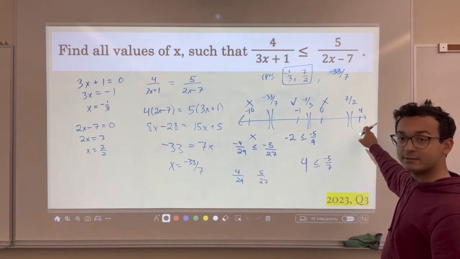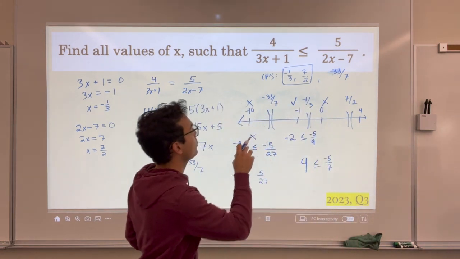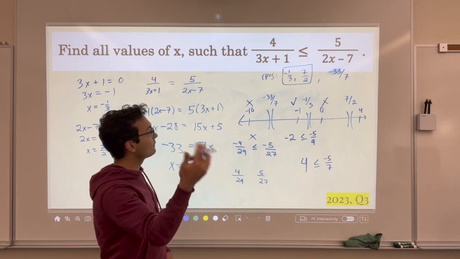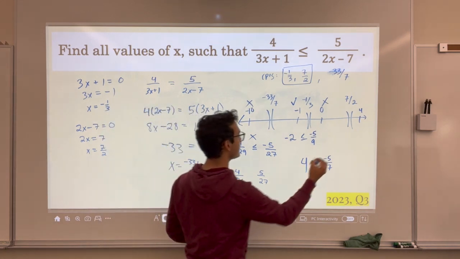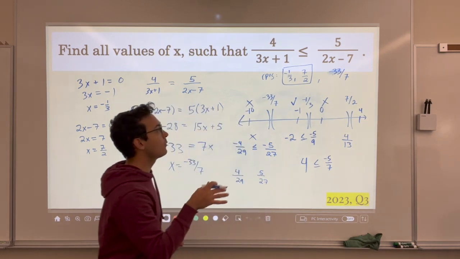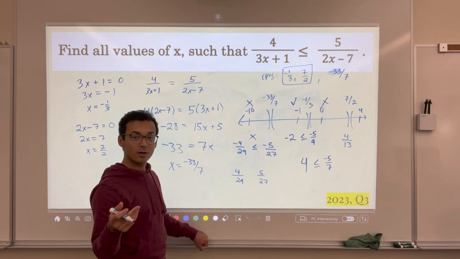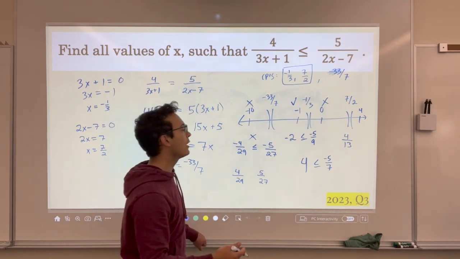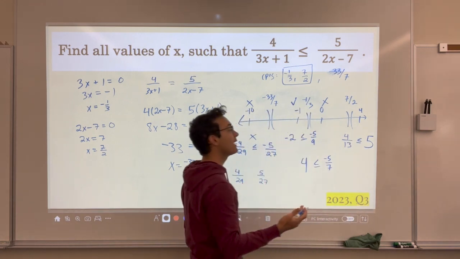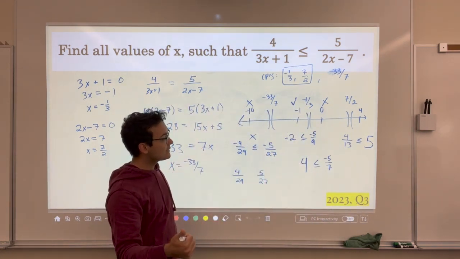So the last thing we need to test is the positive 4 value. If we plug in 4, we get that 3 times 4 is 12. Add 1, we get 13. 4 over 13 is the first value. And our second value, if we plug in 4, well, 2 times 4 is 8. 8 minus 7 is 1. And we just get 5 divided by 1, which is a nice 5. And of course, we know that 5 is greater than 4 over 13, meaning that that is valid.